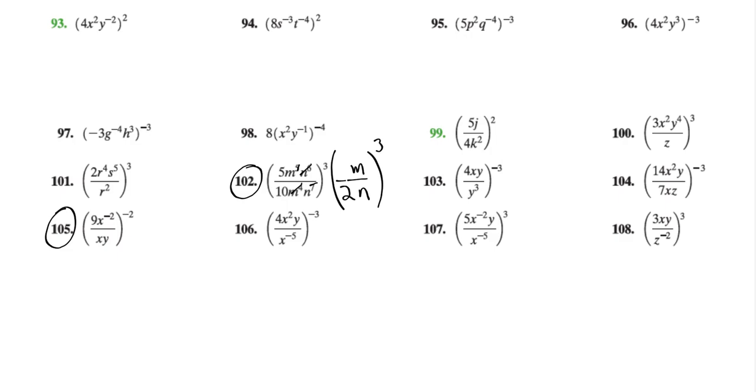And now we got to finish it by cubing it. So remember, when we cube or take something to another power, or a group to a power, we distribute that through to everything. Okay, so we'll have m to the third over, well, this is the one you got to be careful with, 2 to the third is 8, and then we have n to the third. So that should be our solution for that one. That should be our simplification for that one.